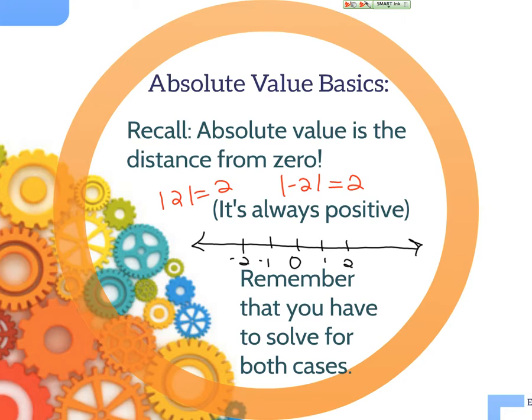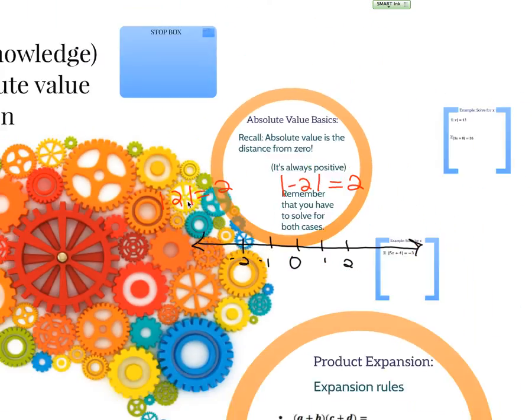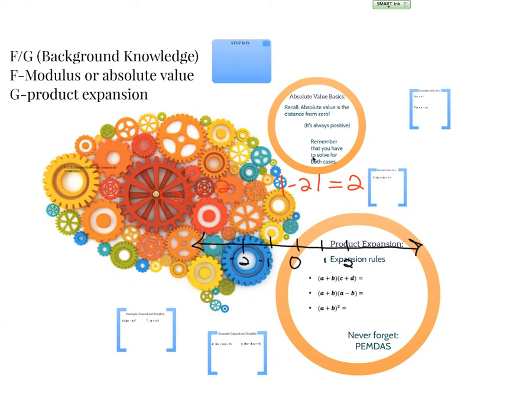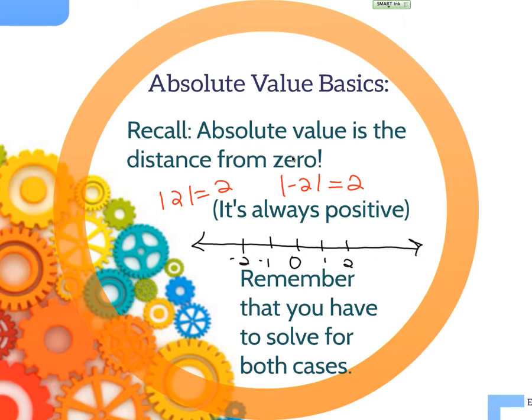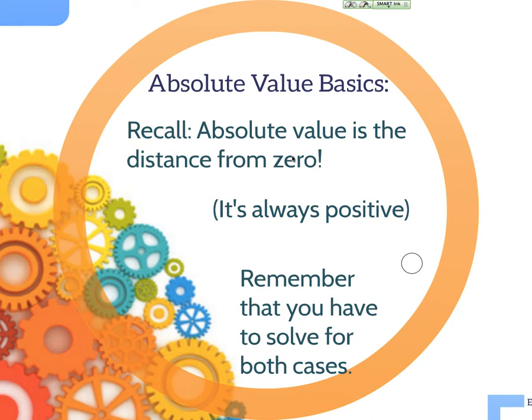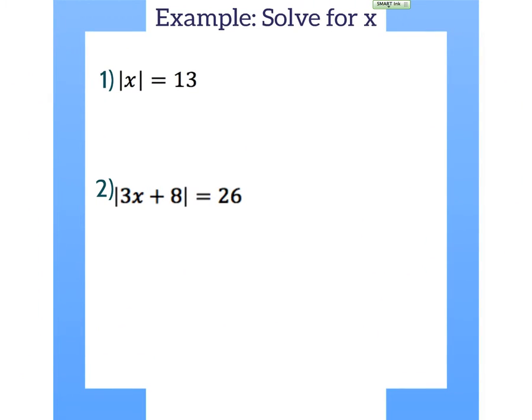So remember, when you solve it, you have to solve for both cases, because if it equals 2, that means that inside will equal positive 2, or the inside could equal negative 2. So we'll take a look at both cases, and we'll do a few examples of that. We're going to start with the very, very basics. So we'll warm you up here.